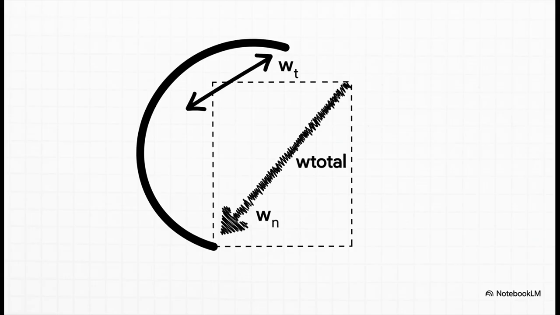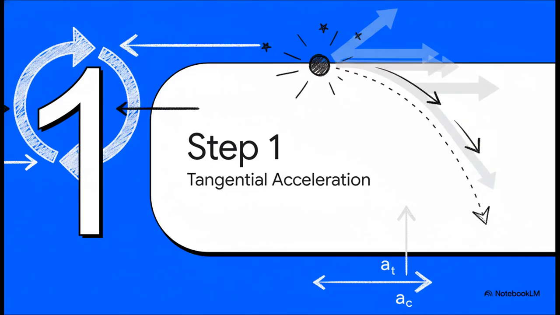And that right there, that's our whole strategy. It's a classic divide and conquer approach. We're going to figure out the tangential part, then the normal part, and once we have those two, finding the angle between them is going to be the easy part. All right, let's do it.